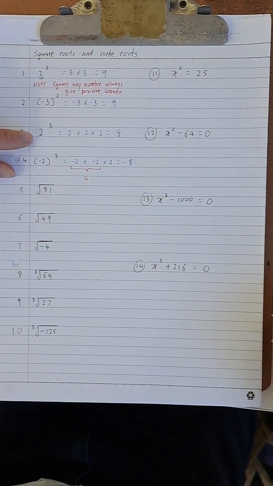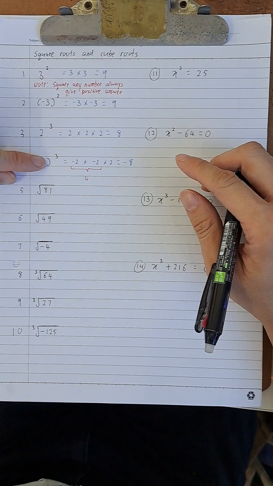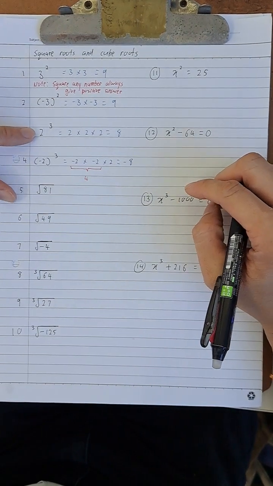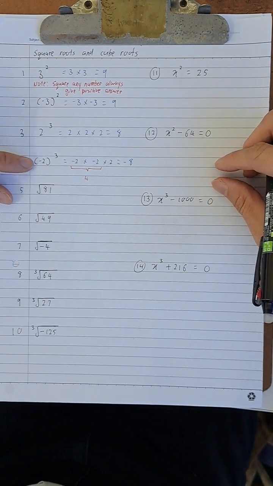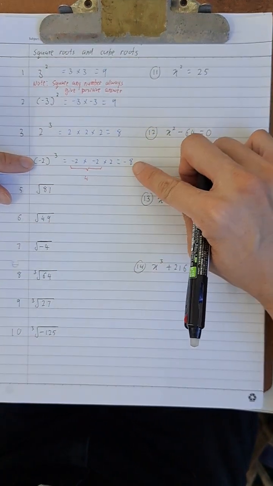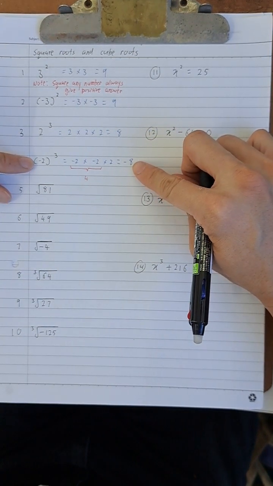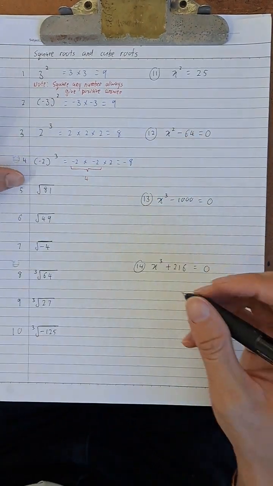So if you notice over here, when we cube any number, if we cube a positive number, we will get a positive answer. If we cube a negative number, we will get a negative answer over here, right? Now, next one, all right?